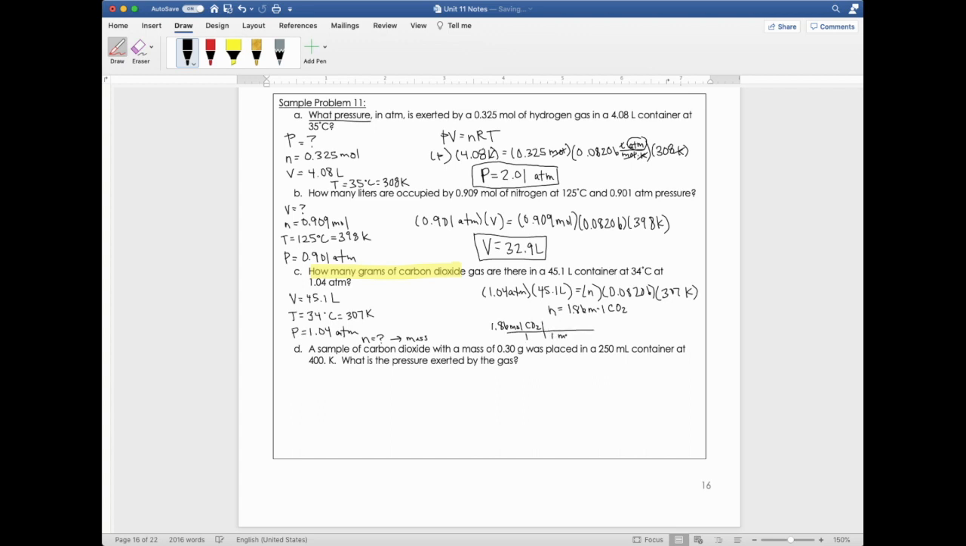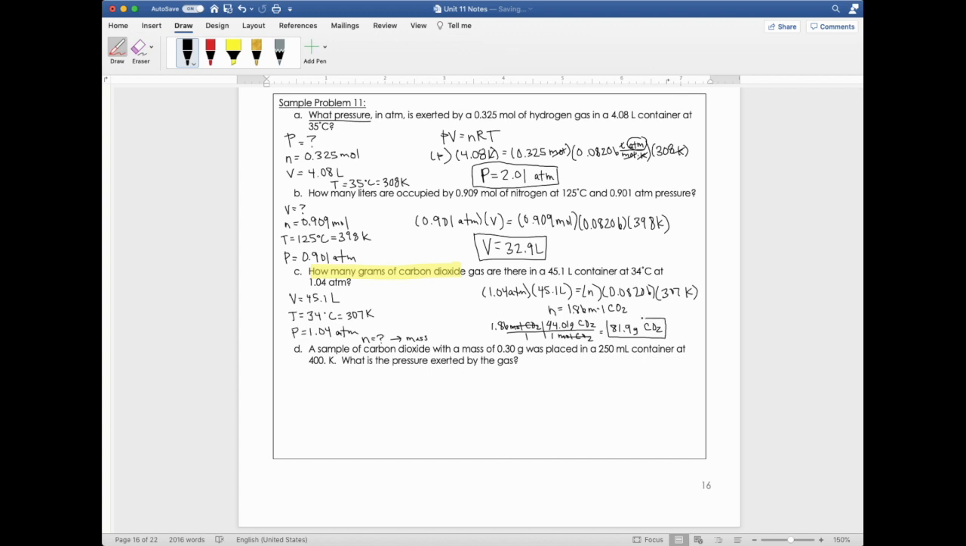And we'll go 1 mole of CO2 on the bottom. And then you could just find the molar mass for carbon dioxide, and you should know how to do that at this point. And that number is 44.01. And when you solve for that, you get 81.9 grams of CO2.